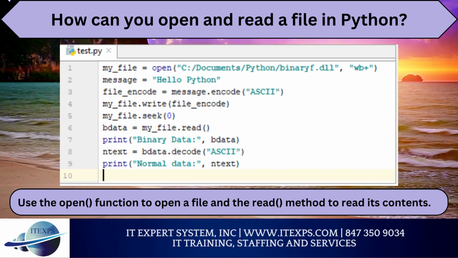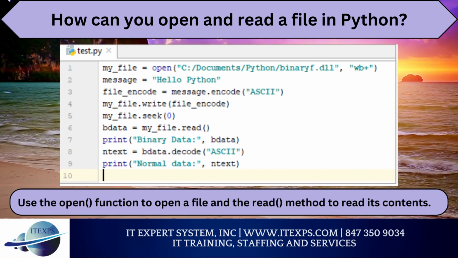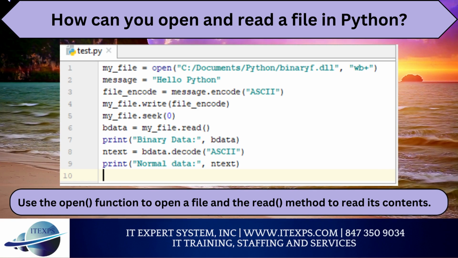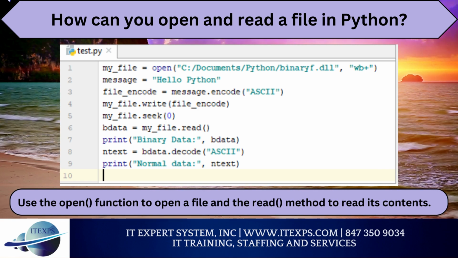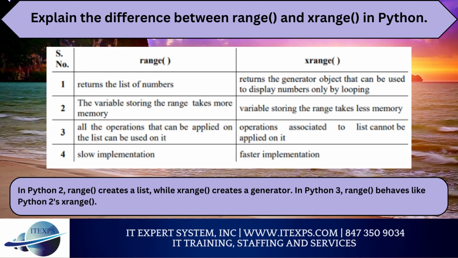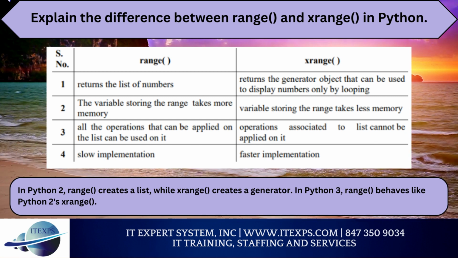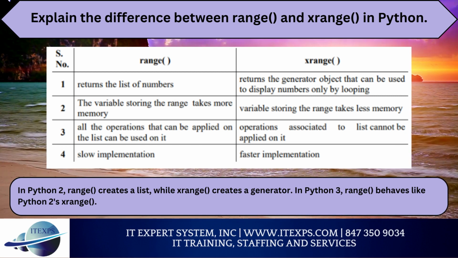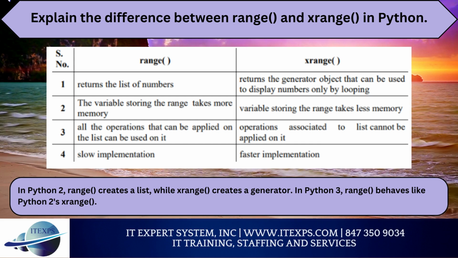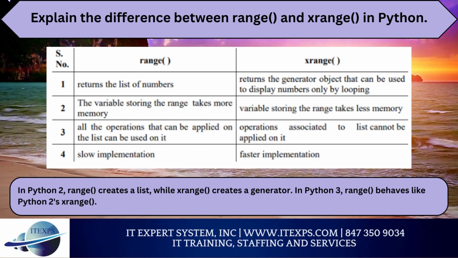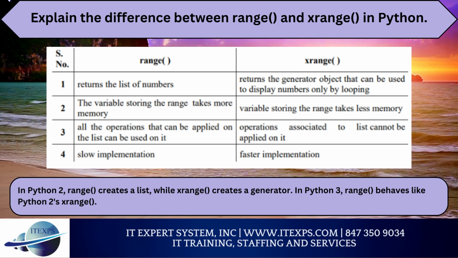How can you open and read a file in Python? Use the open function to open a file and the read method to read its contents. Explain the difference between range and xrange in Python. In Python 2, range creates a list, while xrange creates a generator. In Python 3, range behaves like Python 2's xrange.